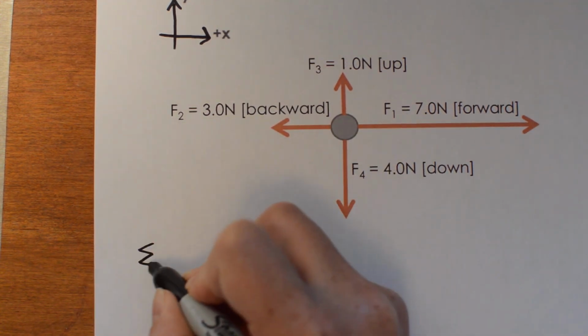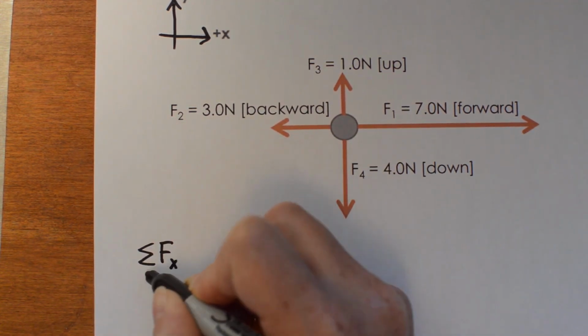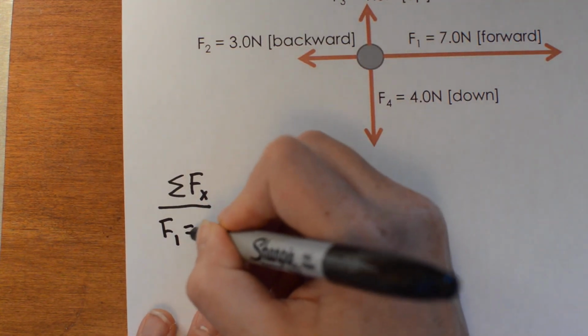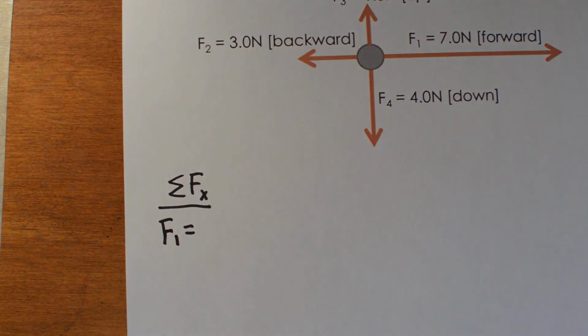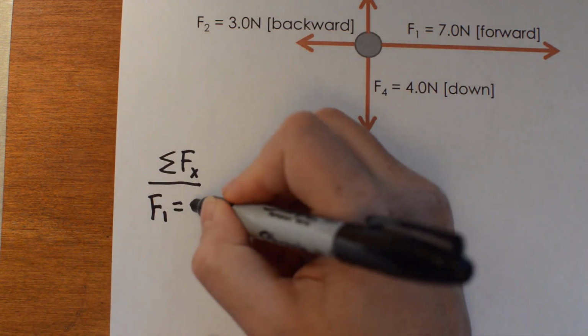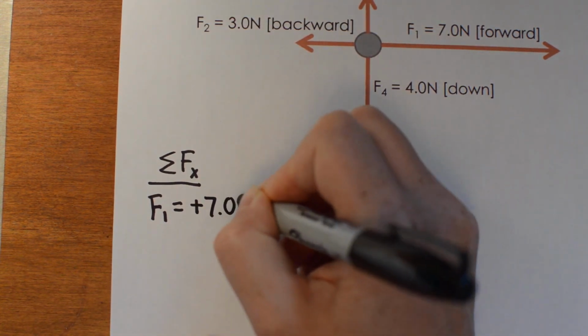So the forces that are in the x direction, I'm just going to list them. There's F1, and really important when you're listing these forces to get the sign right. So use your coordinate system to make sure you're doing the sign right. So F1 is in the x direction and it's positive 7 newtons.